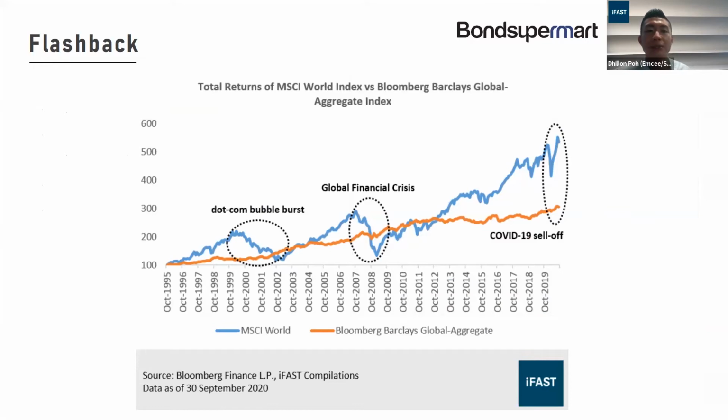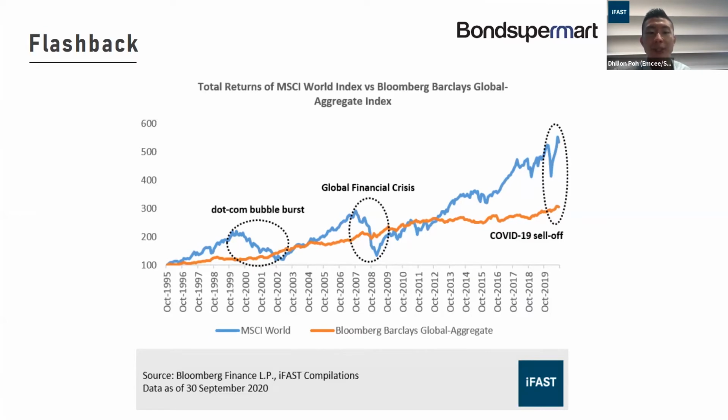So if we were to take a little flashback, the blue line over here represents global stock markets, as represented by the MSCI World Index. And the orange line here represents the global bond market, as represented by the Bloomberg Barclays Global Aggregate. Dating back all the way to 25 years ago, about 1995, you see that equity markets have their ups and downs. And we've seen three major crises in the last 25 years: the dot-com bubble, the great financial crisis, and right now, of course, the COVID-19 pandemic, right?